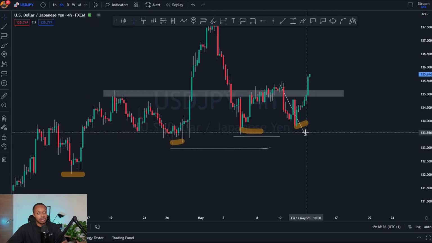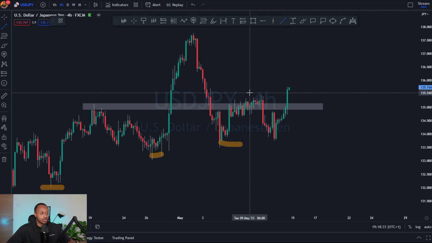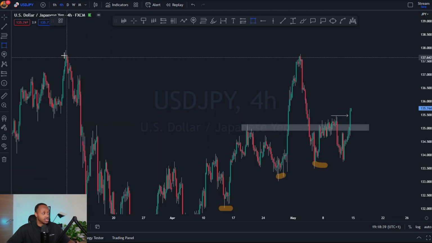Now that we've seen price start breaking through 135 and also creating new highs past this point here as well, this tells me, okay, buys are back in. We're seeing good momentum as well. So buys are looking very, very good here for USD for next week.